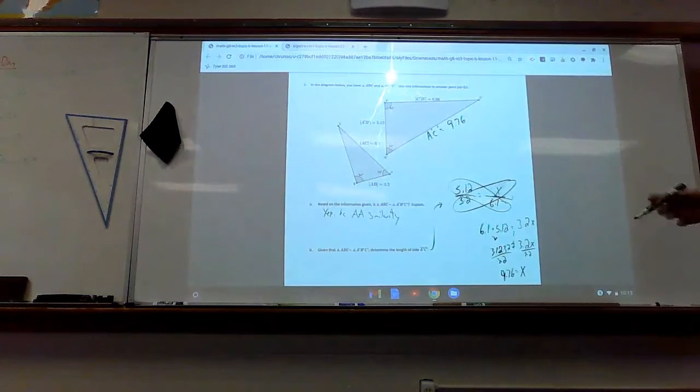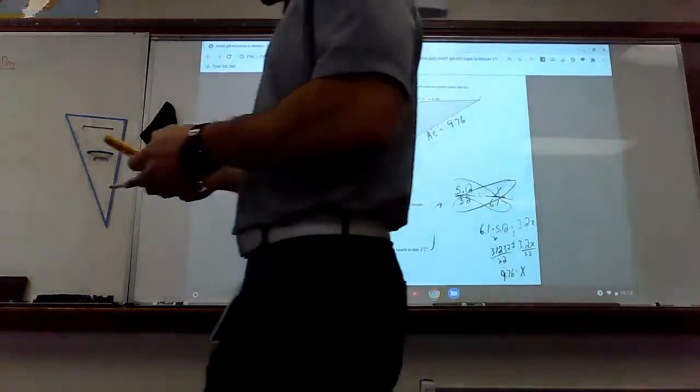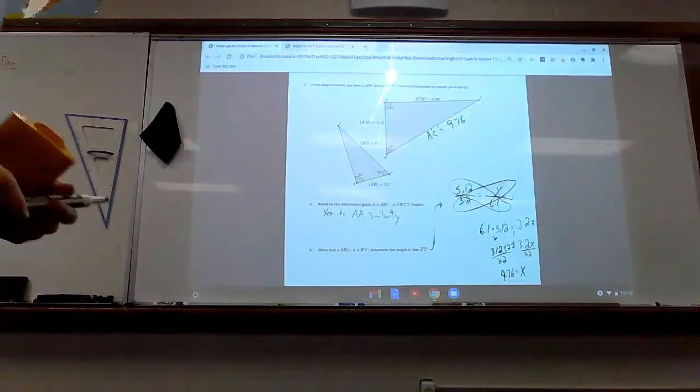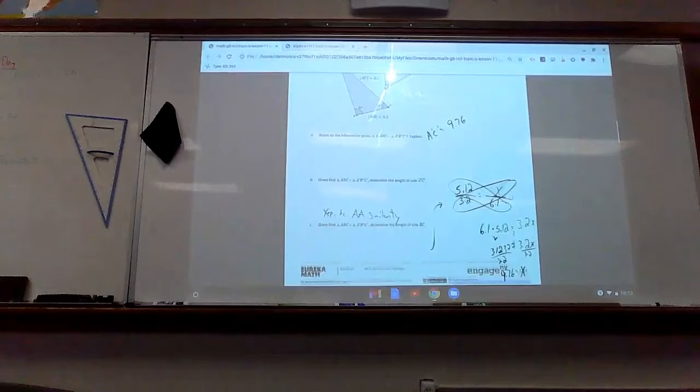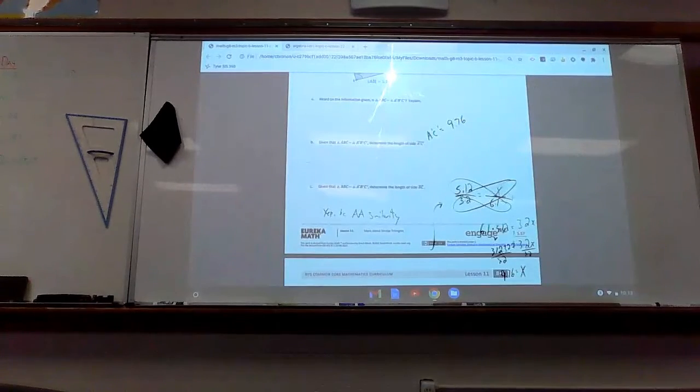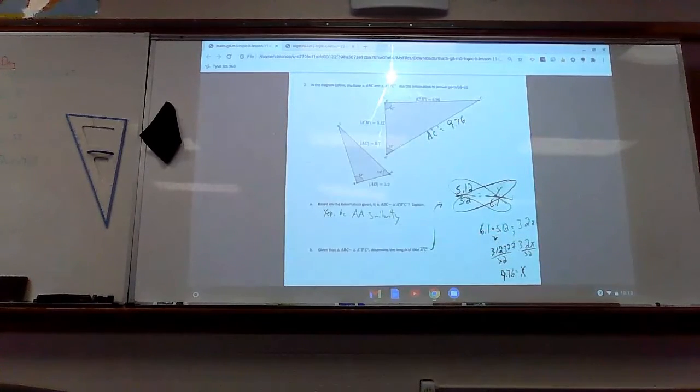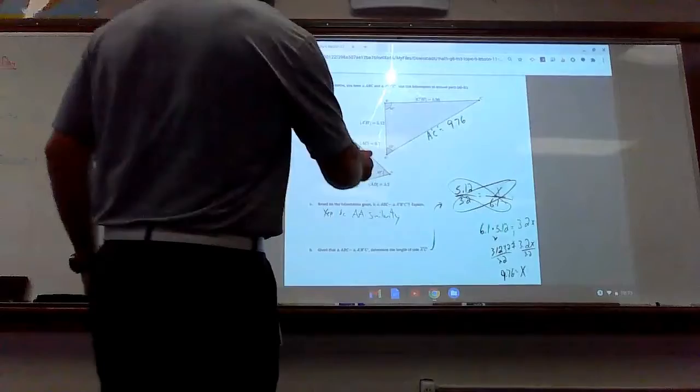So we're using cross multiplication. That's all well and good. That's pretty easy. If we know something is similar, we can set up proportions. Why? Because they have to be proportional. Letter C, determine the side length of BC. Okay, so now we're doing the same thing, except now we're finding BC.